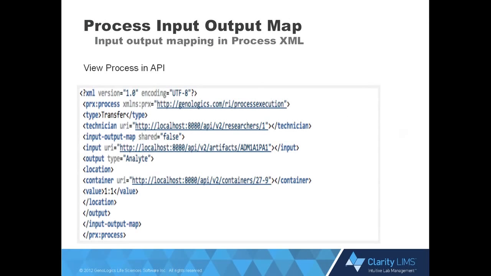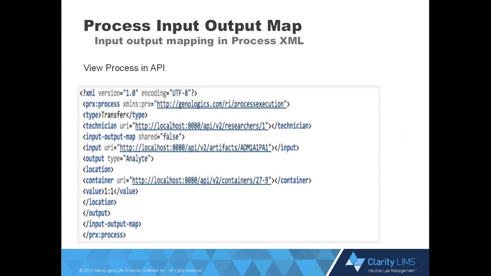Like most other entities, we can use our web browser to interrogate the LIMS and look at the information that pertains to a particular process. So on this slide we see an example of some XML which is returned by carrying out a GET at the process resource for a specific process.